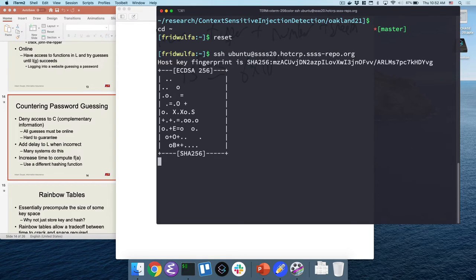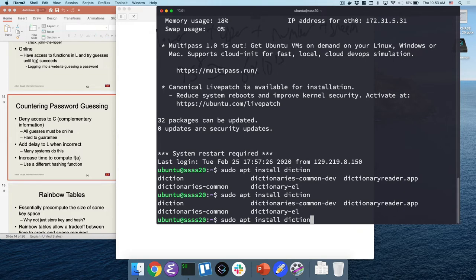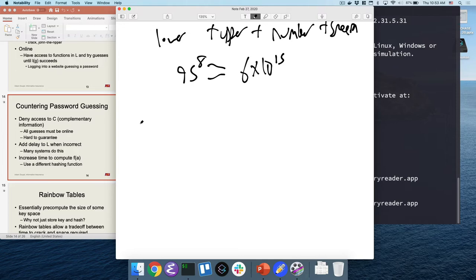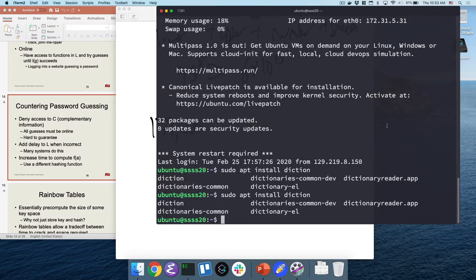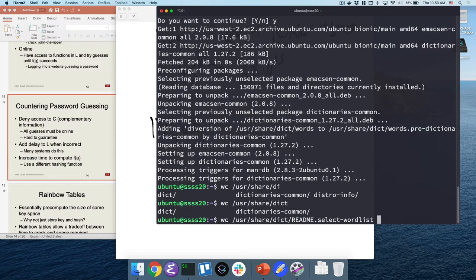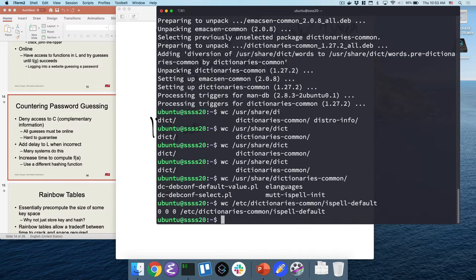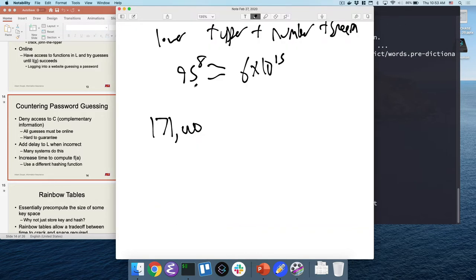Is there a Webster's dictionary? Can somebody look it up? I don't have a system that has it on. That seems like a lot. Let's just do dictionaries common. Nope. All right. Well, I guess we'll go with that, but that seems like a lot of words.